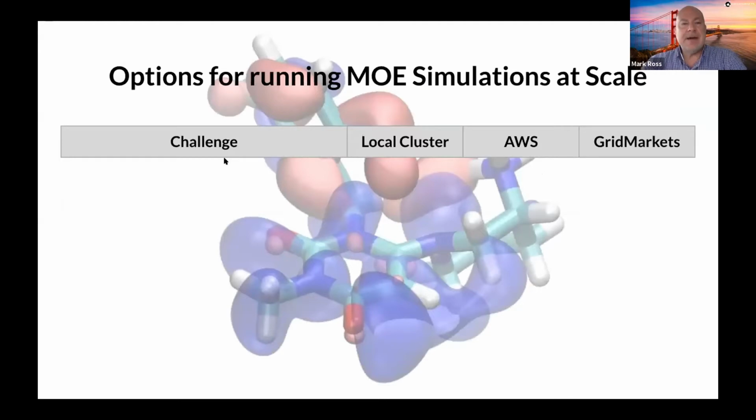Let's talk about what your options are and how the GridMarkets solution compares to those options. There's basically three ways of submitting Mo simulations. One is to do them locally on your own local cluster. The other could be setting up something on AWS. And the third obviously would be the GridMarkets solution. And let's see how those compare.